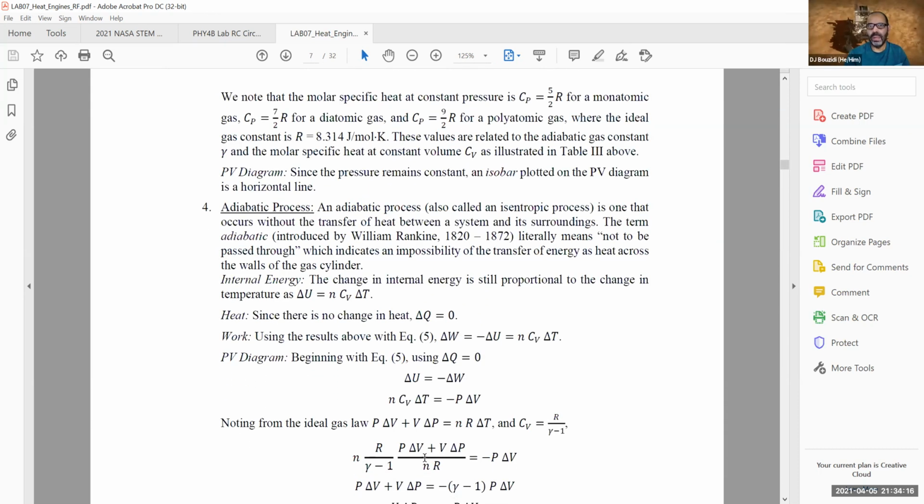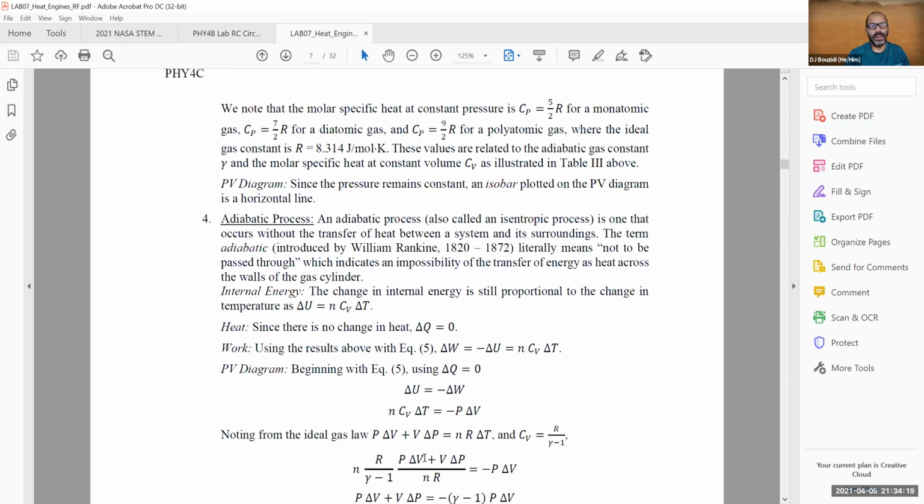How are we doing on time? I'm going slow on this one for a purpose, and we're going to go into more detail.